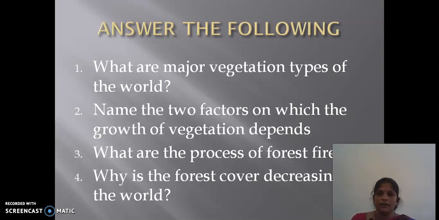And some natural and human factors are responsible for deforestation, or destroying the forest. Some natural things we saw are soil erosion, landslides, tsunami, forest fires and earthquakes, and some others.